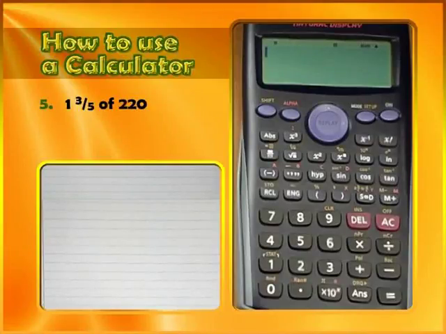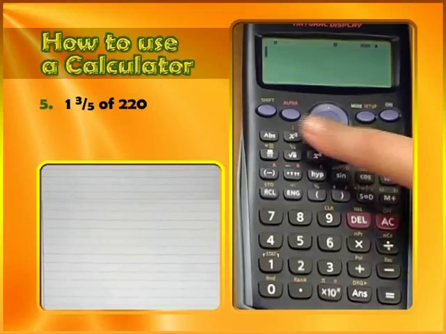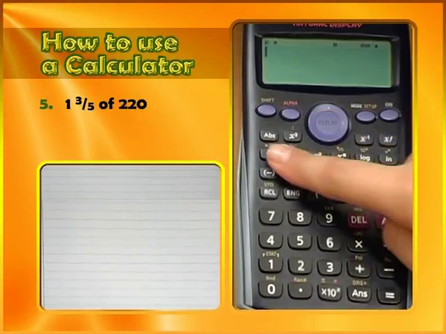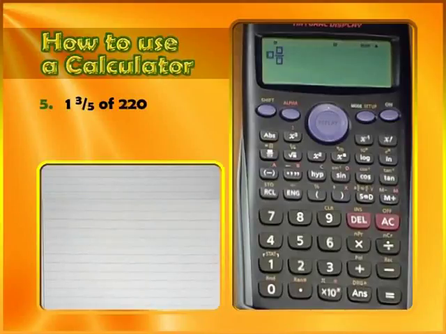Let's look at number 5 then. 1 3/5 of 220. How do we do this? This is a mixed number. So we need to press shift and fraction in order to get the whole number in.